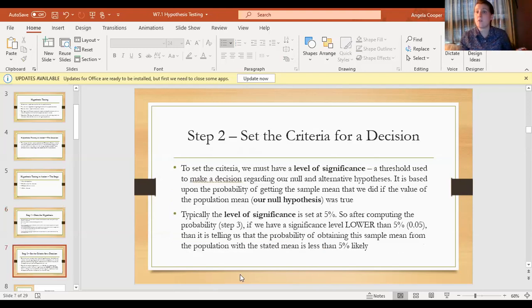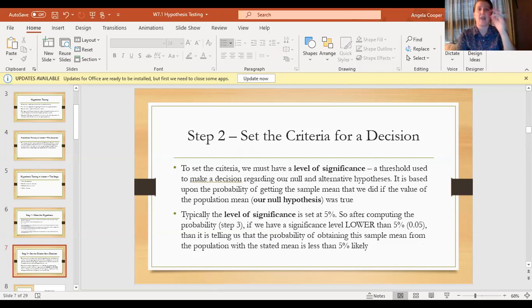Okay, so that was step one. We walked out of step one with an alternative and a null hypothesis. Cool. Moving on. So now we're going to set the criteria for a decision.